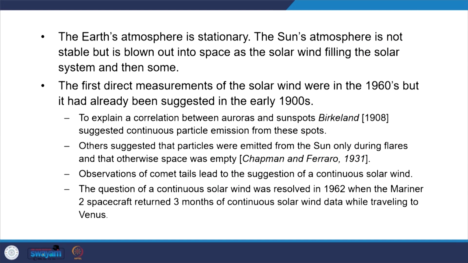Before we go there, the Earth's atmosphere is stationary. The sun's atmosphere is not stable, but is blown out into space as the solar wind, filling the entire solar system, right. So, what I am trying to do is put some very basic features of the solar wind. Then we will try to ask the right question: what is the physical mechanism which attributes these characteristic parameters to the solar wind.